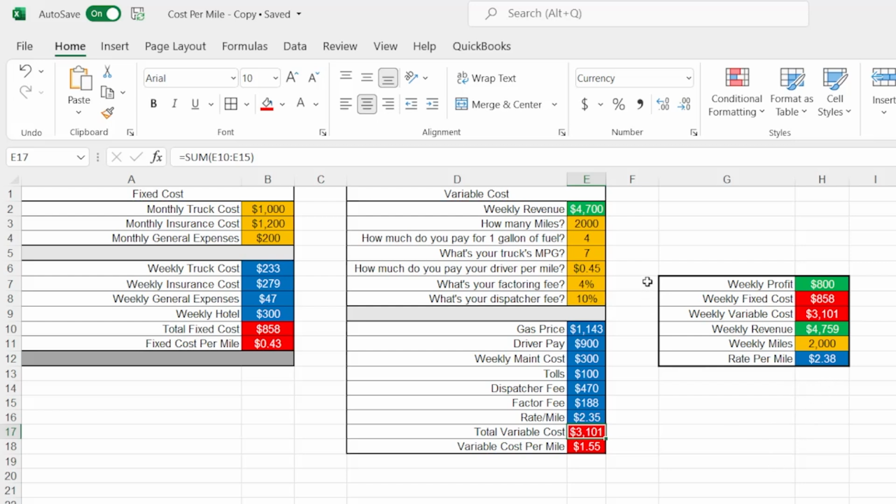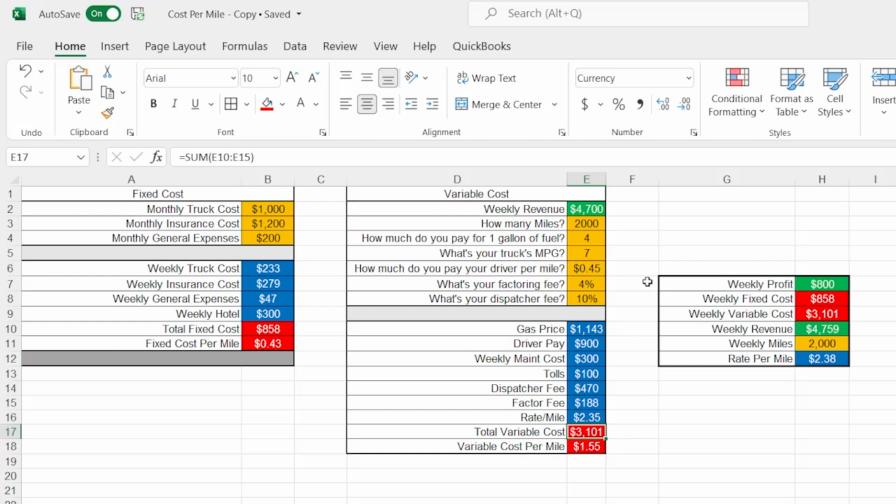Like I said, there's two variables here, the rate per mile and the miles. The higher rate per mile you demand, the more difficult it'll be to get a higher number of miles. There's tons of loads out there paying $1.80, $1.60 per mile, but you're going to have to be a lot more selective if you're going to only accept $2.38 per mile.